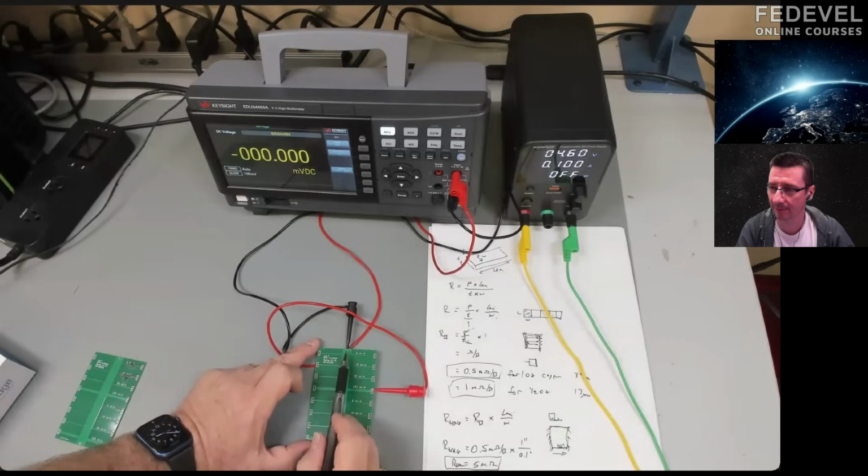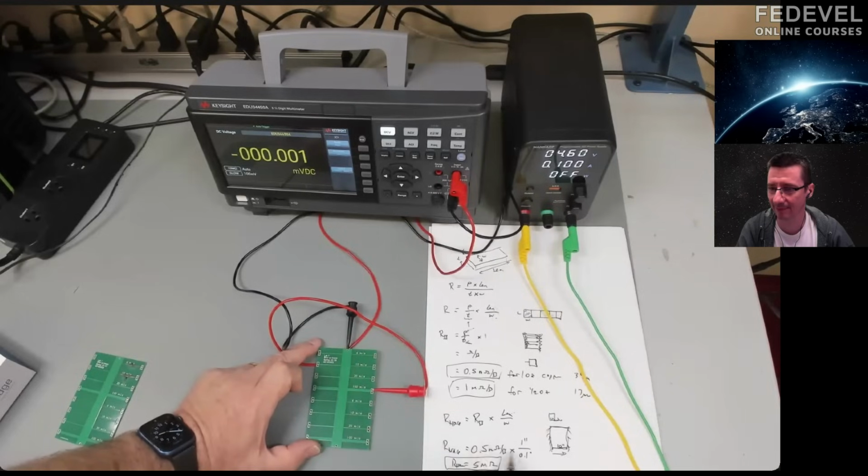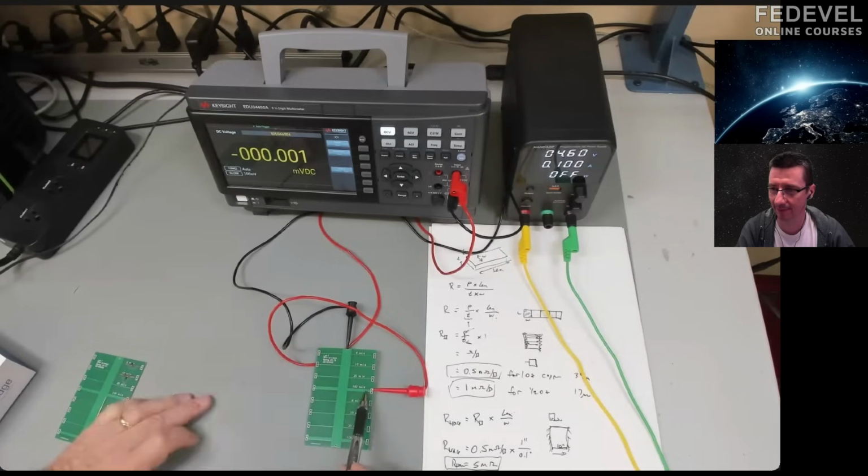I can estimate how many squares I have in this path. It turns out to be about 1/4 of an inch wide, and about 1.5 inches long. So that's 6 squares. So what's the resistance of this piece here? It's 6 squares times half a milliohm per square, which is 3 milliohms. So really, I would expect to see from here all the way down to here 3 milliohms plus 5, 8 milliohms, about 10 milliohms of resistance.